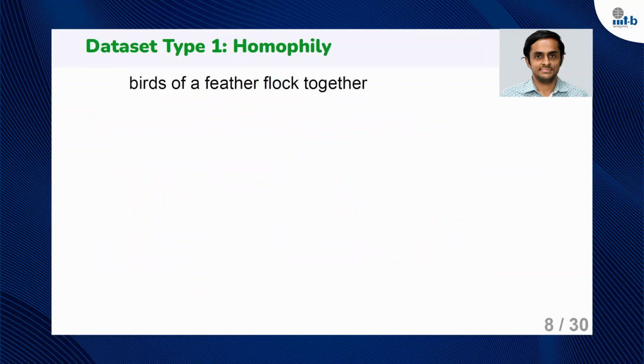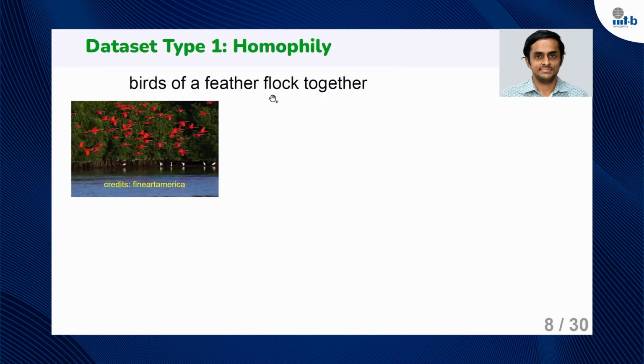So the first type of data set that we investigated is homophily. The guiding principle behind homophily is this well-known proverb: birds of a feather flock together. So let's see some examples. You have these red-colored birds flocking together. Now the idea here is that an edge is formed between two nodes because they have some shared characteristics, in the features or the output labels. There is something that is shared, and because of that, there is an edge between the two nodes.